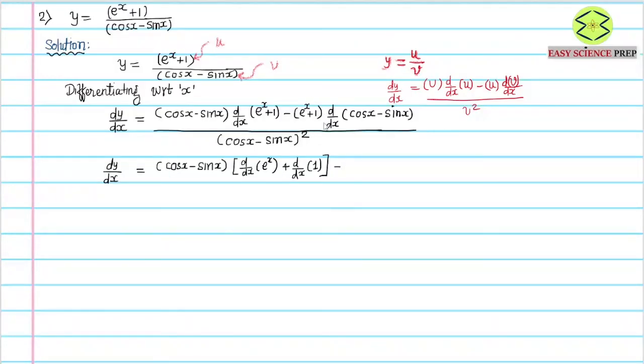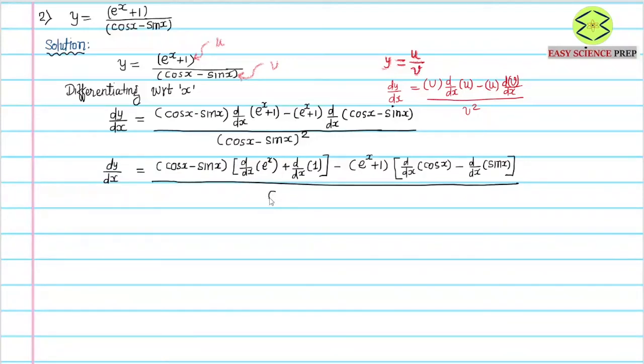Minus, here this e raised to x plus 1 is as it is, no differentiation to it, and here the derivative is applicable for both. So we'll distribute derivatives for both: d by dx of cos x minus d by dx of sin x. Now in the denominator there is no change. We can simply write down whatever is given. We don't have to apply any differentiation in the denominator. So cos x minus sin x the whole square.